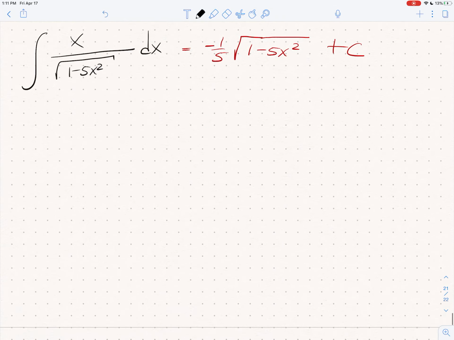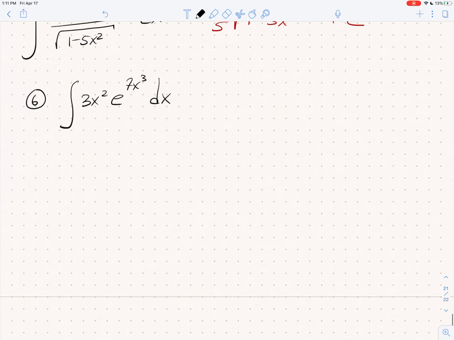Let's do another example together. I think we're on number 6. Just counting on these examples. So we have the integral of 3x squared e to the 7x cubed dx. And so please pause the video, see if you can figure out what u is and work this one out. And then once you've made a shot at it, come on back and let's have a look.